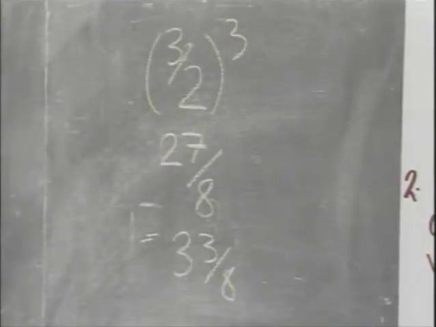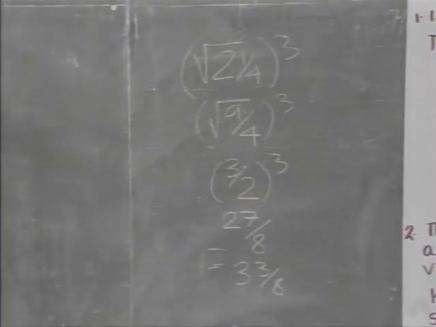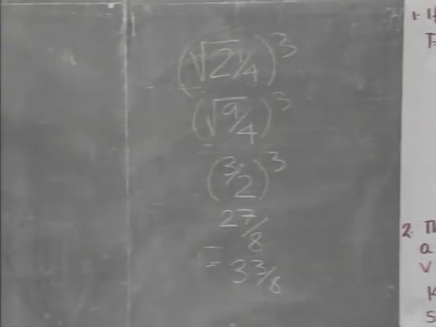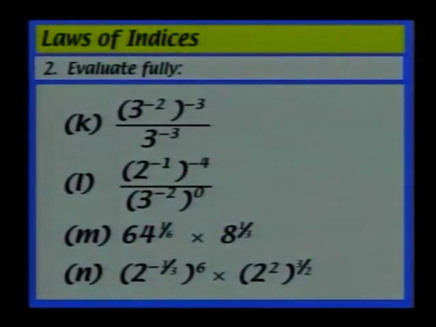27 over 8, or 3 and 3 over 8. Thank you. The next group, those who answered letters M and N.